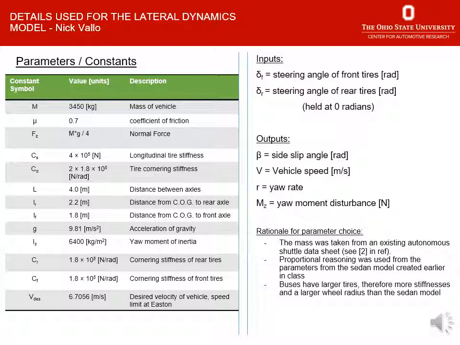The desired velocity was also set to be 6.7056 meters per second, which translates to 15 miles per hour, the speed limit at Easton.